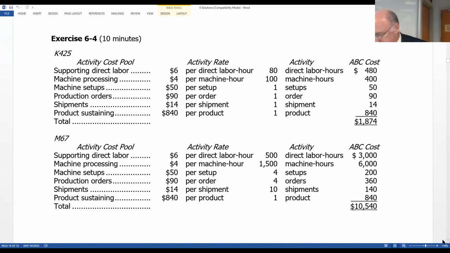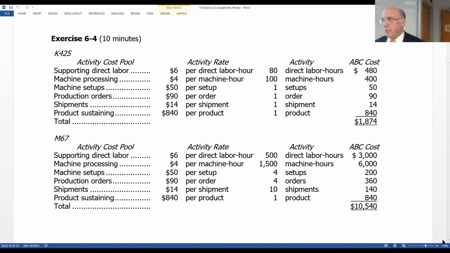So they give you the number of units produced. And right away, you see number of units produced, you want to multiply it by something, right? Yeah, probably something from that top table on 257. Then direct labor hours, machine setups, production orders, shipments, product sustaining. So all you have to do is multiply one number times another.